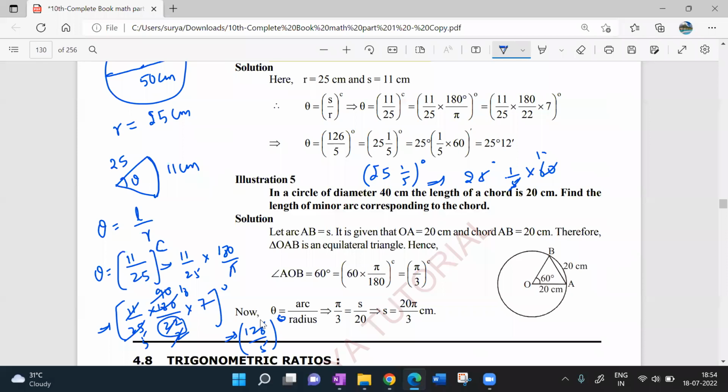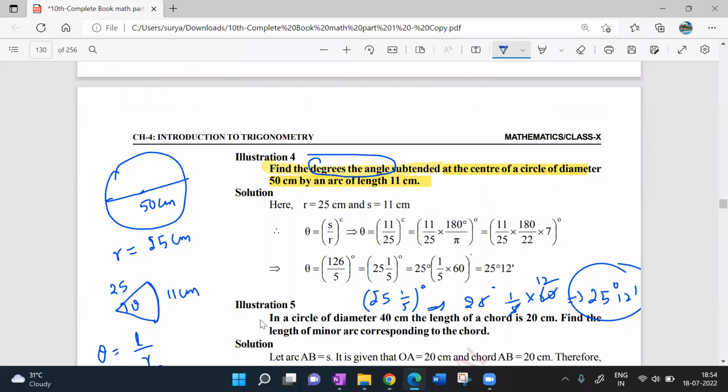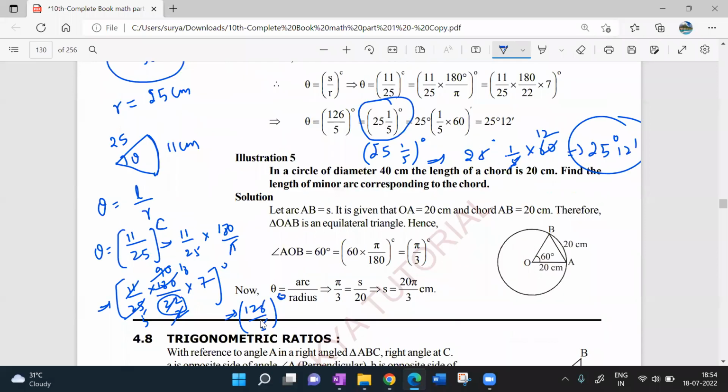Getting my point? Any doubts? Or else you simply write 25 1 by 5 degrees, also correct. Nothing wrong with that. If you don't want to convert into minutes, let it be 25 1 by 5 degrees. 1 by 5 degrees is nothing but, beta, I just converted into minutes. That's it. 1 by 5 into 60, isn't it?